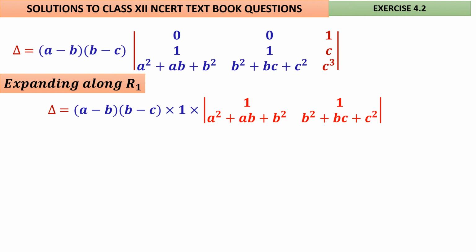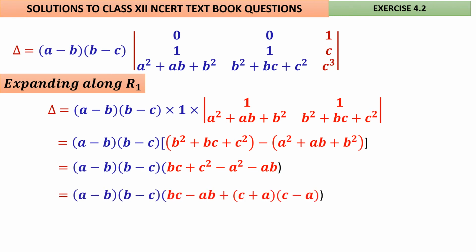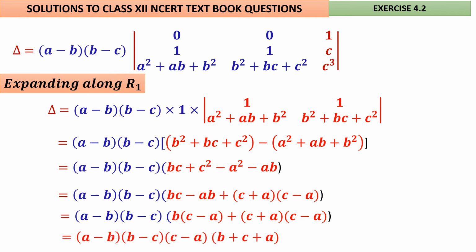Now you have to simply multiply: b square plus bc plus c square minus a square minus ab. Now this has to be done with a little bit of factorization. That is, the square terms are to be separately written: bc minus ab plus c plus a into c minus a, because c square minus a square is c plus a into c minus a. From the first two terms bc minus ab, b can be taken outside, so b into c minus a plus c plus a into c minus a. Now you take c minus a outside, you will get a plus b plus c.